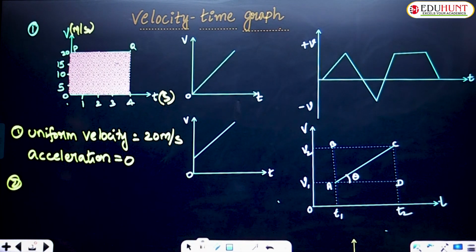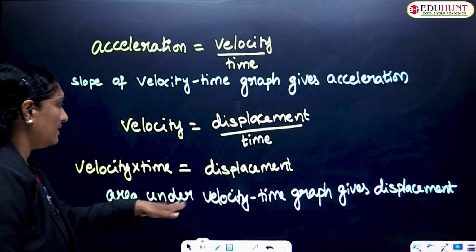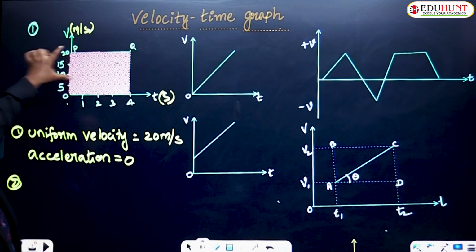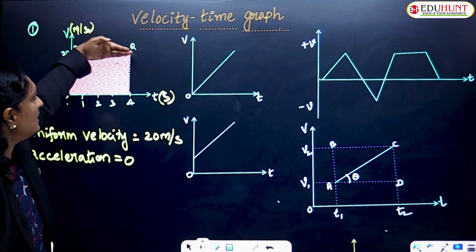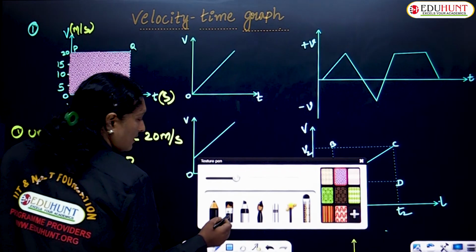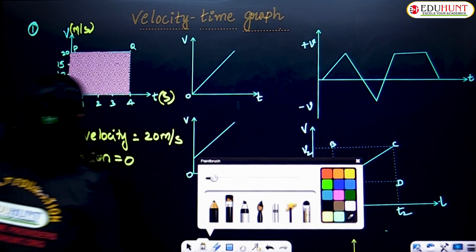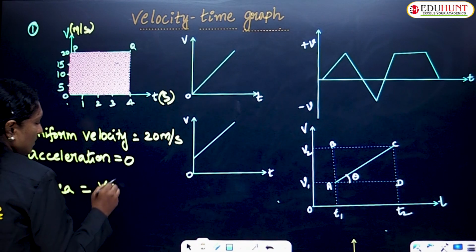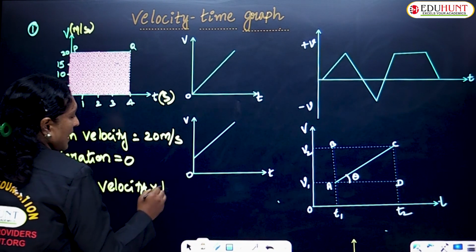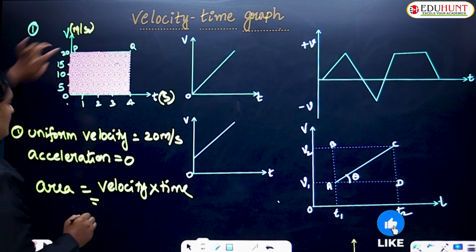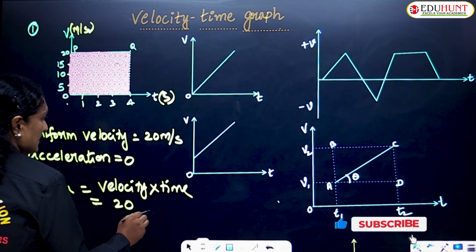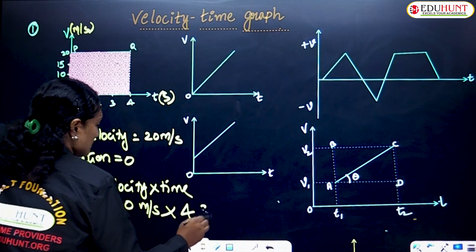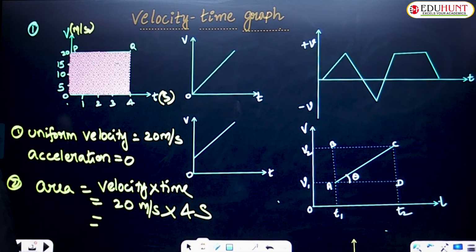Okay. So what is the area of the graph? I told you that the area under the velocity time graph is velocity into time. So what is the velocity under this graph? What is the velocity that is being carried on? 20 meter per second. Hence, we have the value of area as velocity into time. This velocity was found to be 20 meter per second, and how long has it been maintained? Until 4 seconds. So 20 meter per second into 4 seconds.